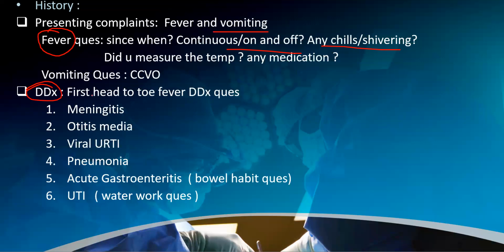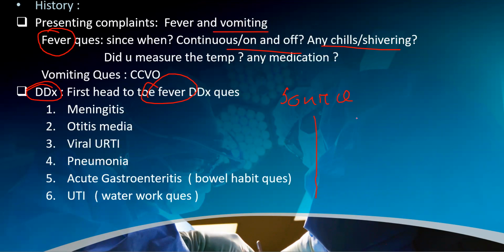So we will start with the head to toe fever source questions. The source of fever is very important to find out. And in children, it can come from anywhere in the body. So head to toe, we will try to ask questions to find out why the child is having fever. And throughout the course, you will hear it again and again, that fever source question. So this is the thing that you need to remember.